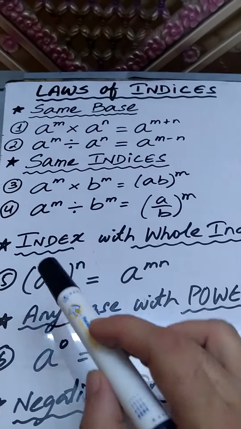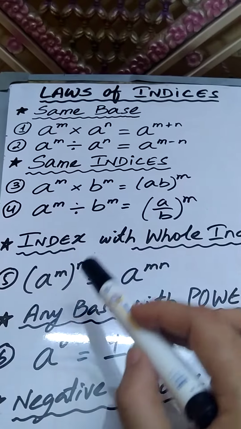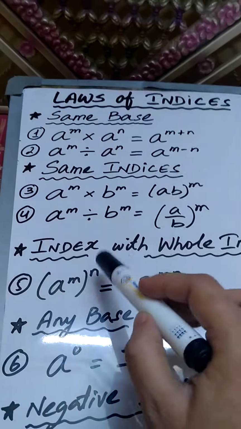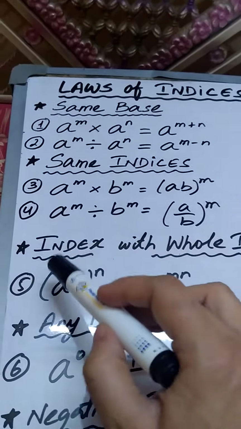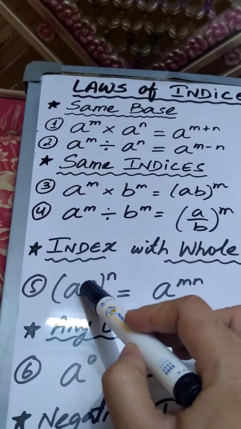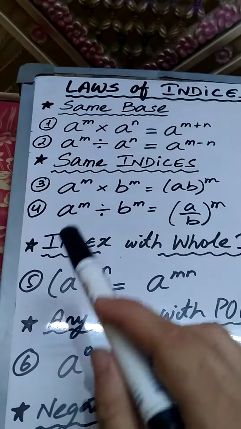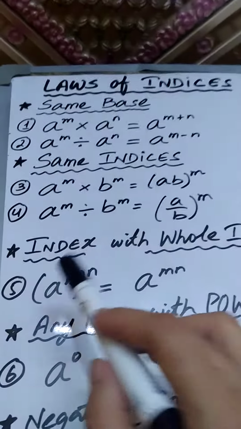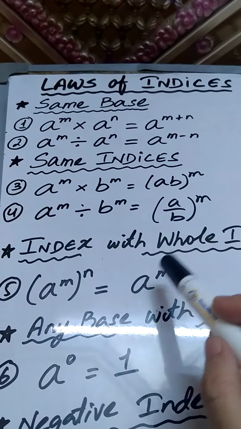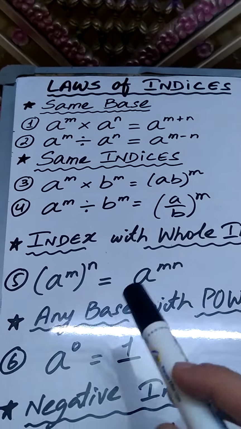So look here, in this case we have a power m, and we also have a whole power n. Why is n a whole power? Because it is the power of bracket a power m bracket power n. So this m is power and this n is whole power. Whenever we have this case, power with a whole power, always remember the result is power multiplied with whole power. So this is power multiplied by whole power, so m multiplied by n.